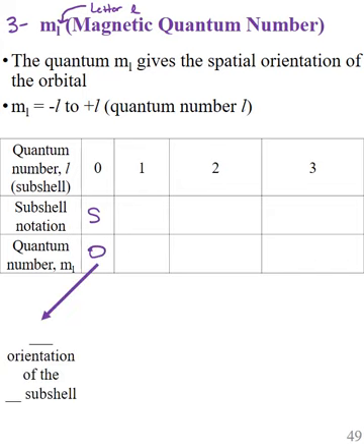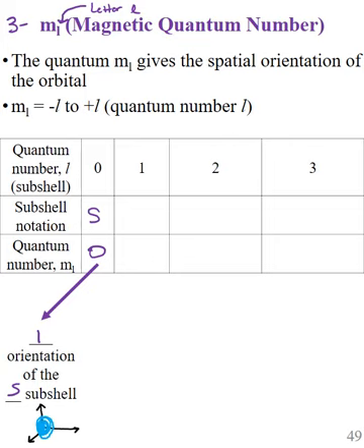Okay, now let's fill in these blanks. Because I only have one number of m sub L, I only have a 0, I can only have one orientation of the S subshell. So if you look at the S orbital, you have your axis here. Your S subshell can only have one orientation. It's only going to be a sphere.